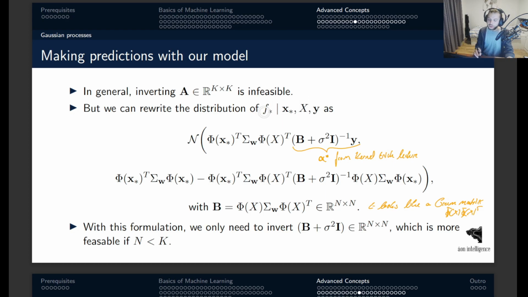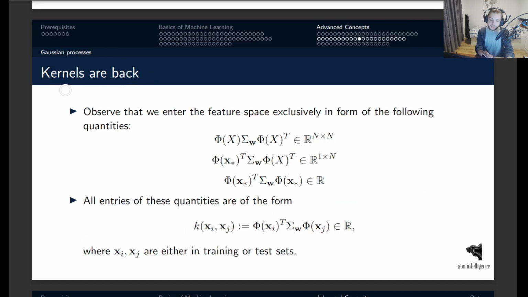So indeed, we have just rewritten the distribution of this random quantity, the prediction for this test input x star, where we got rid of this k by k matrix A entirely by exploiting these gram-like matrices B, which perfectly fit into our kernel formalism. We recognize some of it in this first argument of our Gaussian density. And similarly to the kernel trick lecture, we have that this object, where we also have this regularization term, is n by n, and it is more feasible to invert this bit here, because we need to invert it here and here, if n, the number of observations, is smaller than the number of features we have in our feature map. And I've alluded to this on the previous slide, kernels are back.